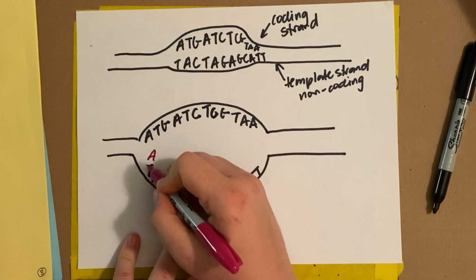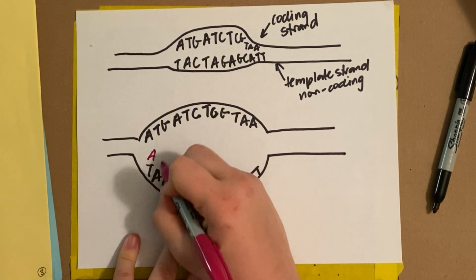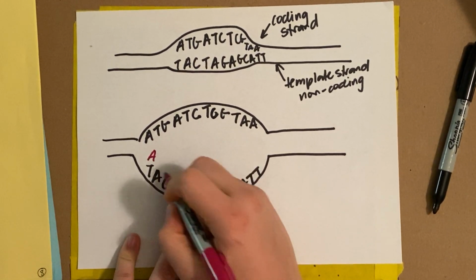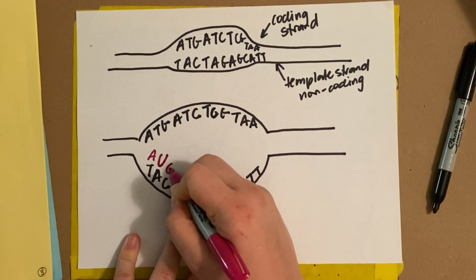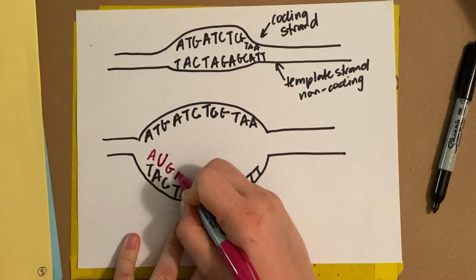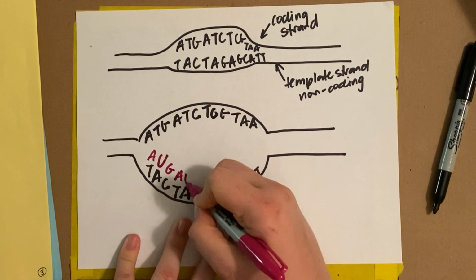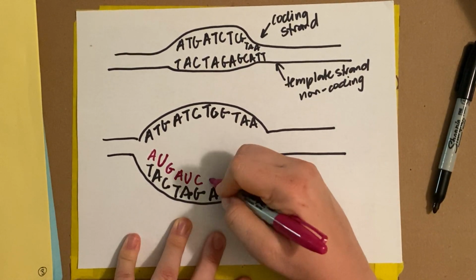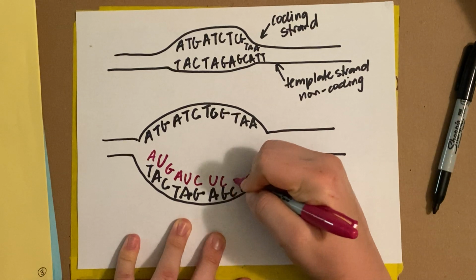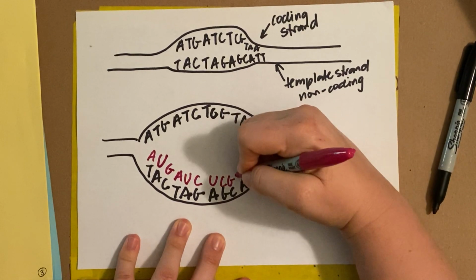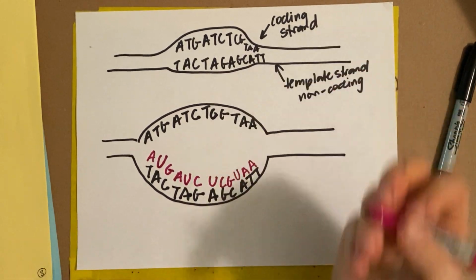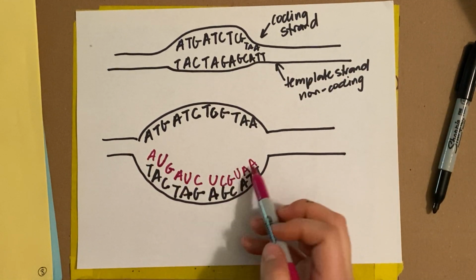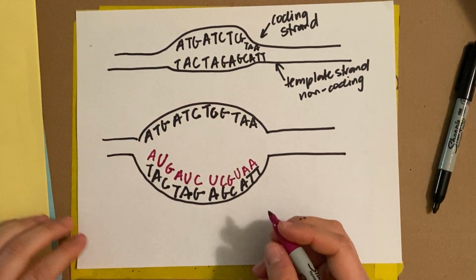Okay, so T matches with A. Okay, this is where our new change comes in. A is going to match with U. C still goes with G. T, A, U, C, U, C, G, U, A. Okay, and so what I just wrote now is my RNA strand.